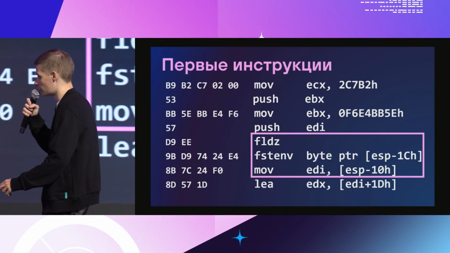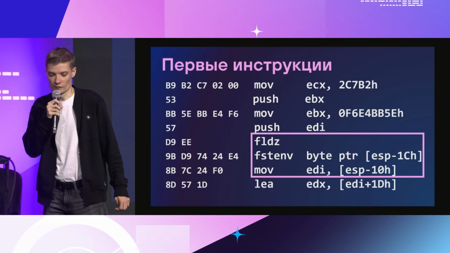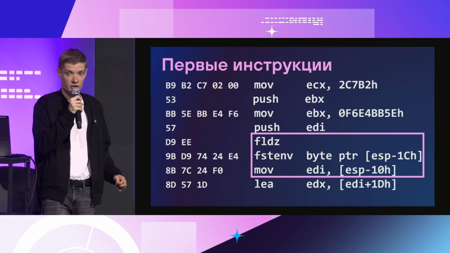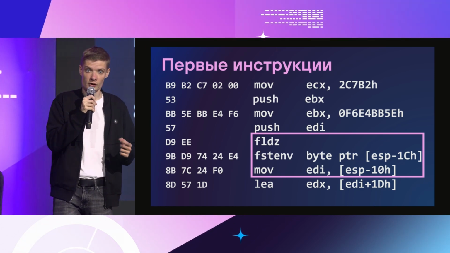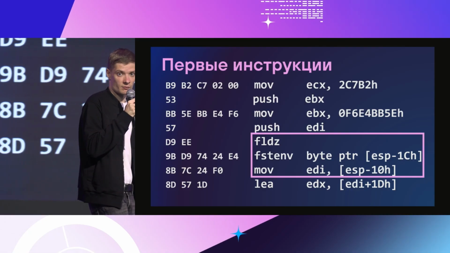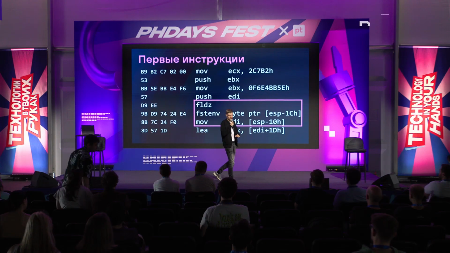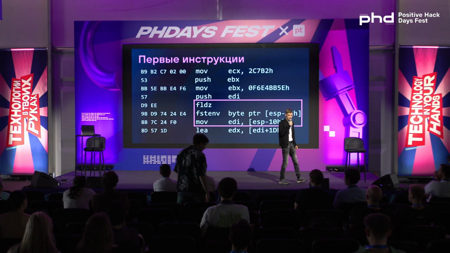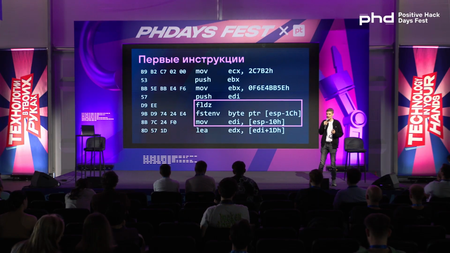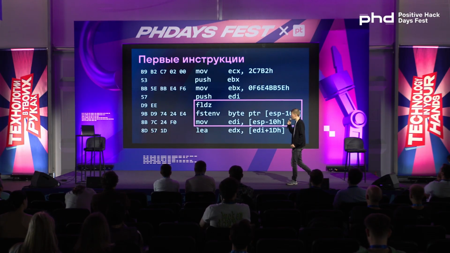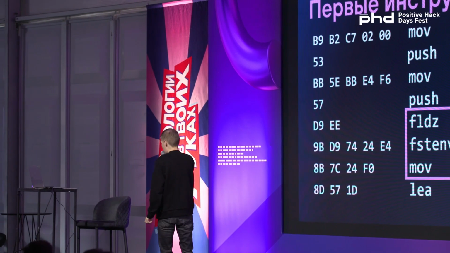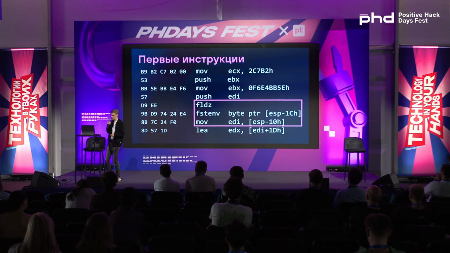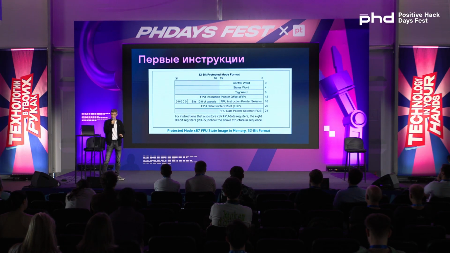That's why we need to analyze these first two instructions, and they can give us an answer to the question. FLDZ writes constant 0 to the mathematical coprocessor stack. And the second one, FSTENV, allows writing the status of this component. It's minus C and minus 10. Should these values be together, we need to understand what kind of status it is.